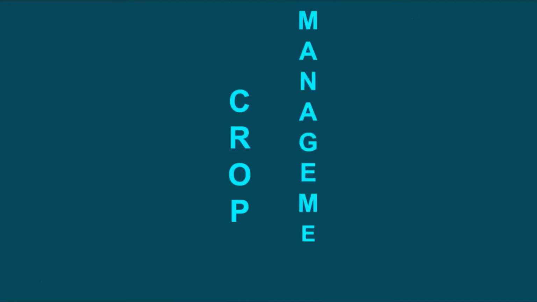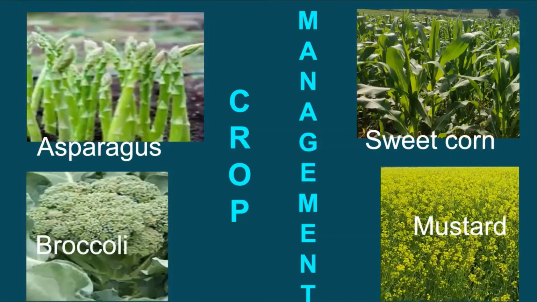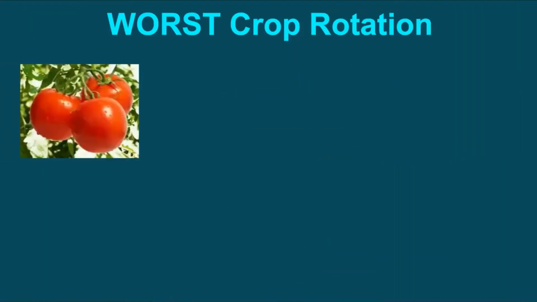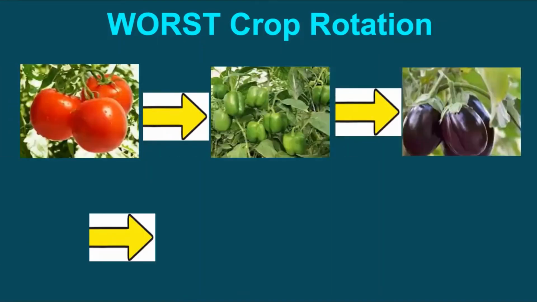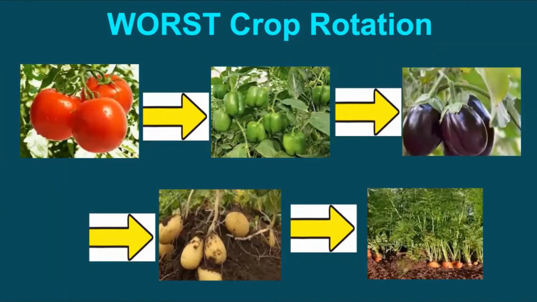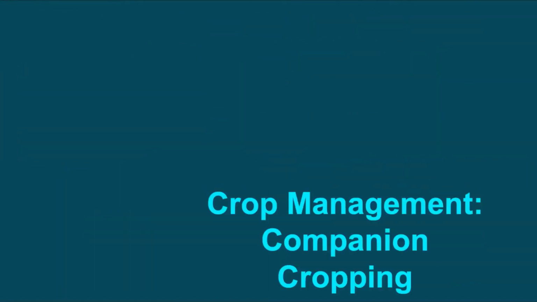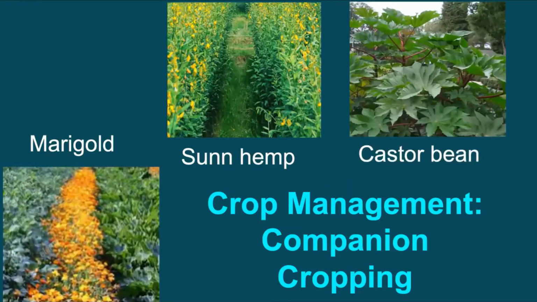For example, rotation with asparagus, sweet corn, broccoli, Brussels sprouts, and mustard reduces the nematode population so that it will be less damaging. Most importantly, plants of the same family like tomato, capsicum, eggplants, potato, and then sensitive root crops should be avoided in the crop rotation. It is also suggested to destroy and remove infested plant roots before the next crop is planted. Planting of companion crops like marigold, sunhemp, castor bean along with the main crop may help to some extent.